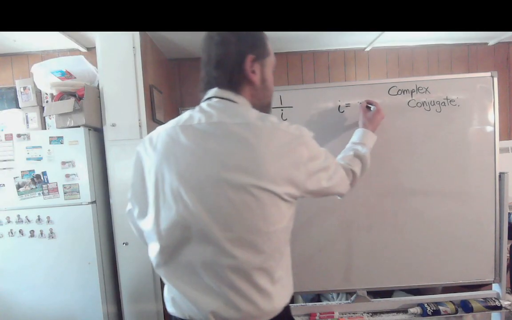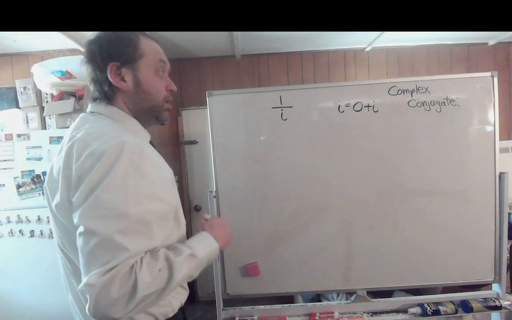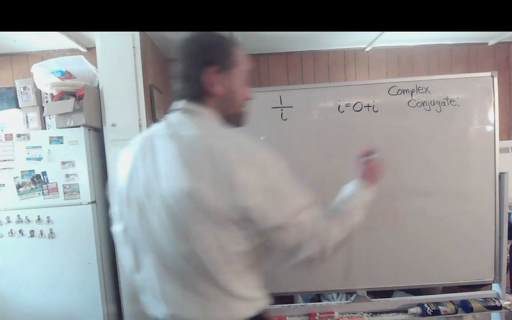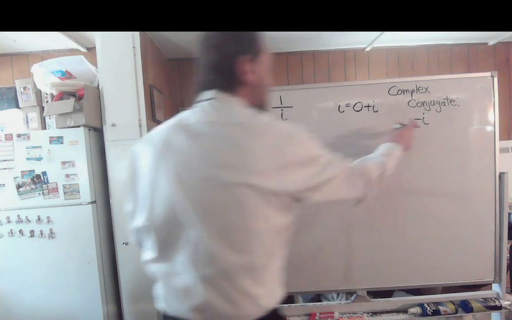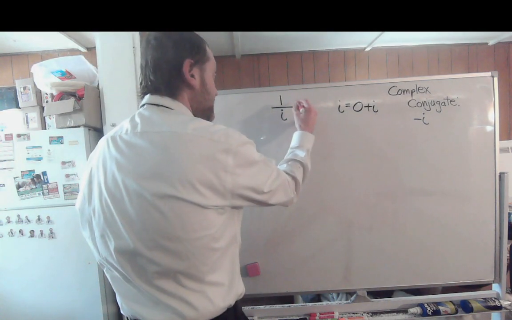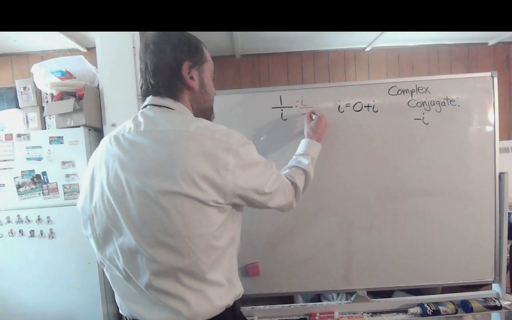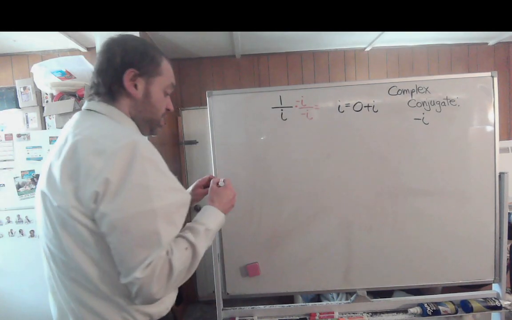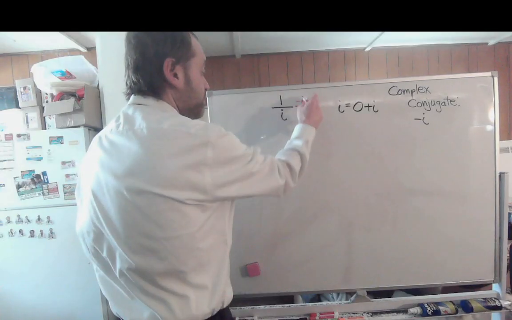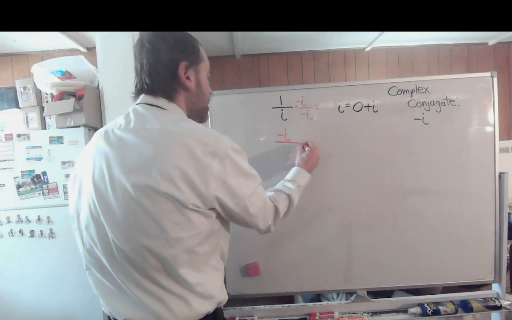i is the same as 0 plus i, right, in standard form. So what would the complex conjugate of i be? That would be 0 minus i, or simply put, -i. The complex conjugate is actually -i in this case, so why don't we multiply both by -i? So you have to multiply by the complex conjugate when it comes to complex numbers.